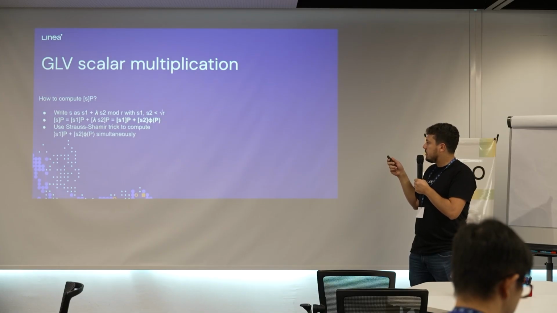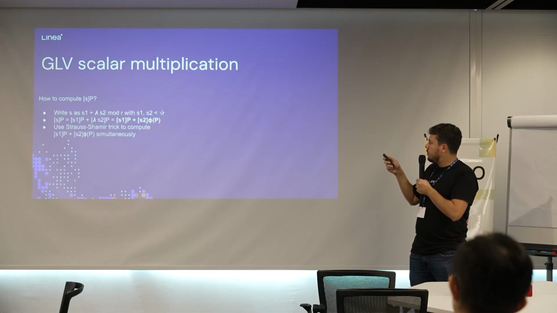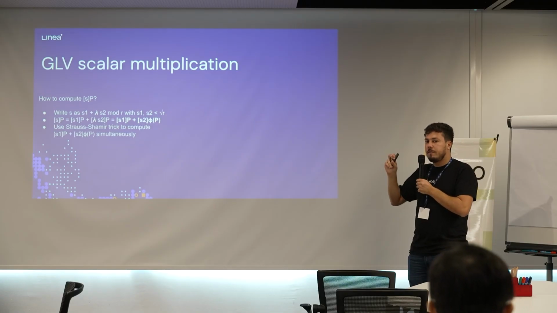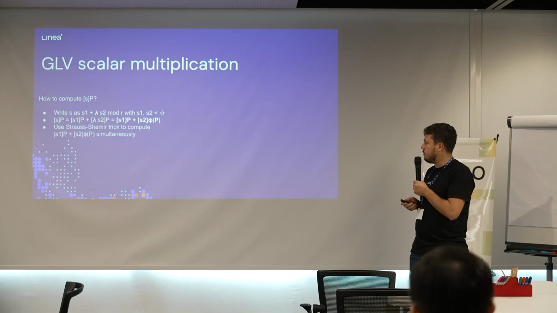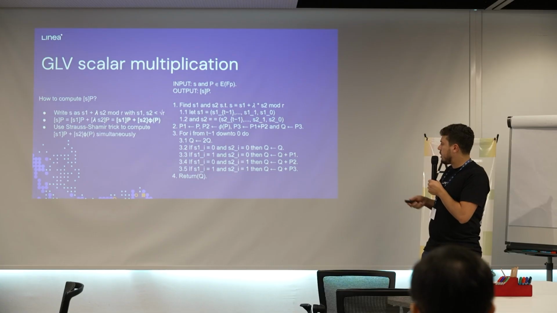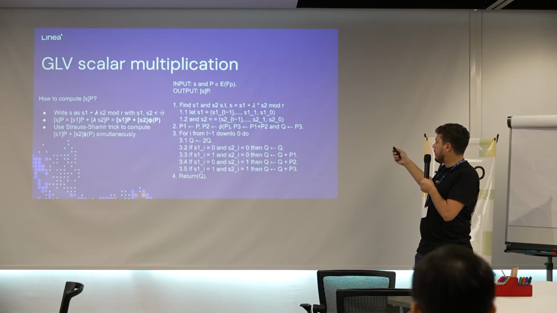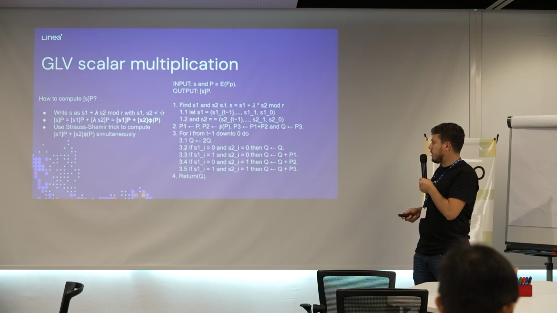And why is this cheaper to compute? The key thing is that computing s times P with s on n bits is more expensive than computing the sum of s1 and s2 times two other points, where s1 and s2 are half the size of s, so n over 2 bits. And this is what is called Shamir's trick. The algorithm is just this: you precompute P plus phi of P, and then whether your bit is 0 or 1, you do the linear combinations, and it saves you computation.